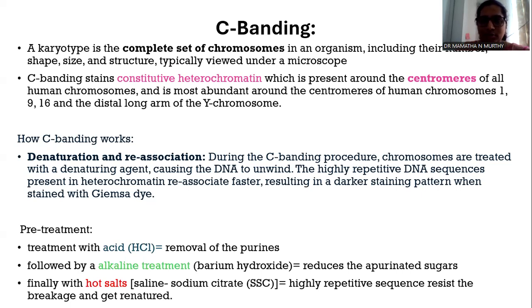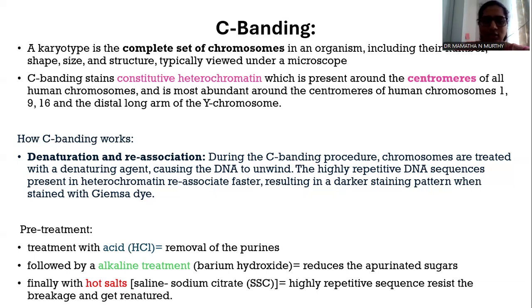Also, in organisms, many banding techniques have been used. So, C banding is one of them. C banding stains the constitutive heterochromatin, which is present mainly around the centromeres of all chromosomes. It is most abundant around the centromeres of chromosomes 1, 9 and 16, and also at the distal part of the long arm of the Y chromosome.